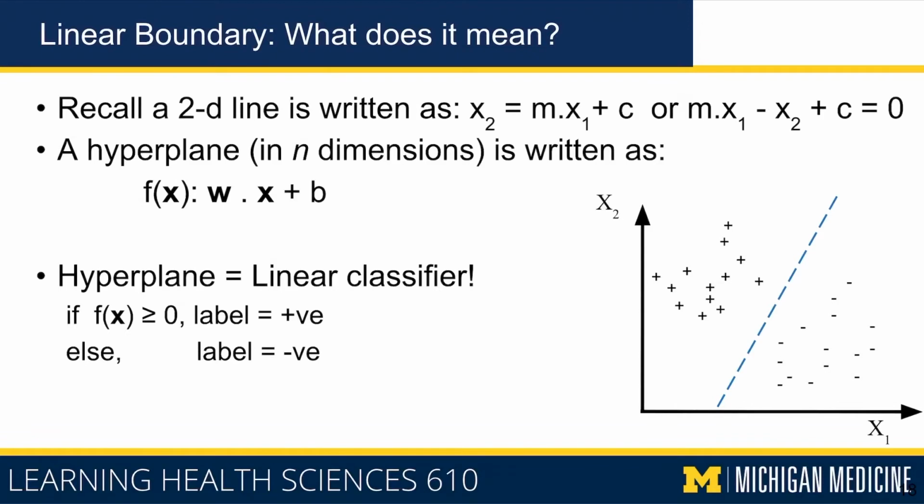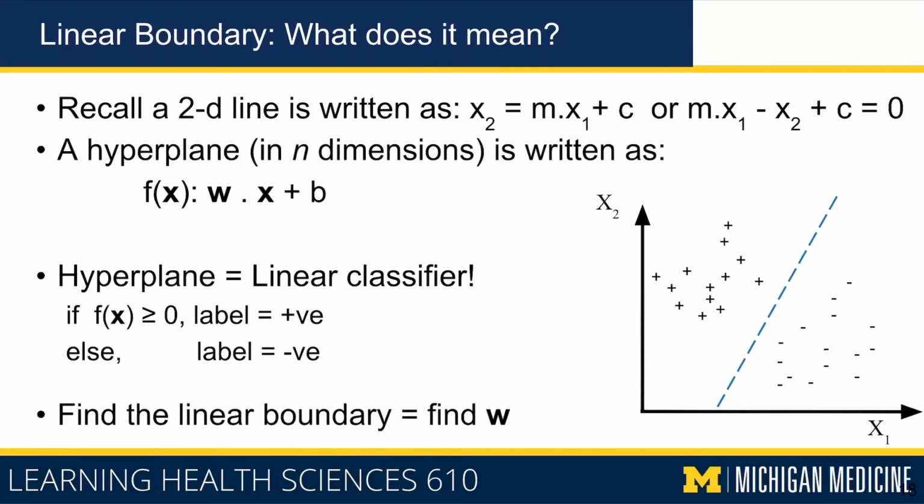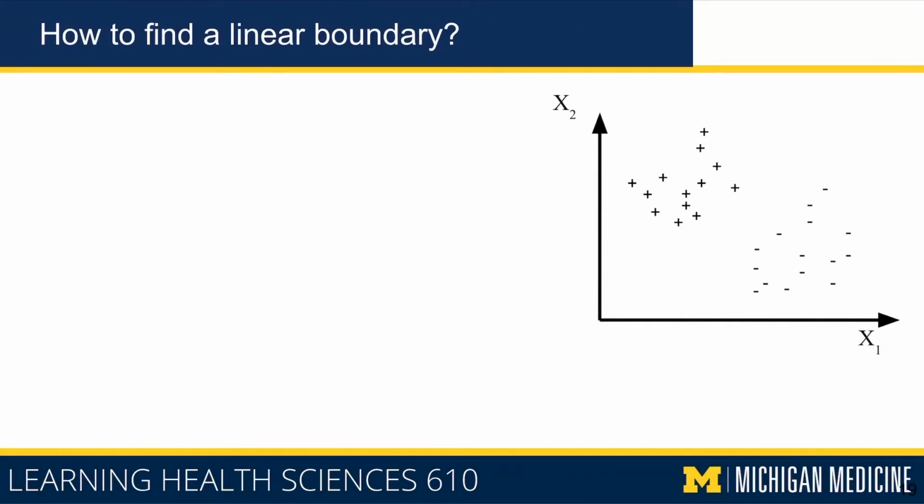So for example, think of the origin point here, 0, 0. If you put in 0, 0 here, the value will be b. Assume b is a positive number, then this f(x) will be greater than 0, right? The f(x) value will be b. And so it's a positive number, so the label that you will assign to a point on the origin would be a positive point. Okay, so then the task of learning a linear boundary is the same as learning this weight vector w.